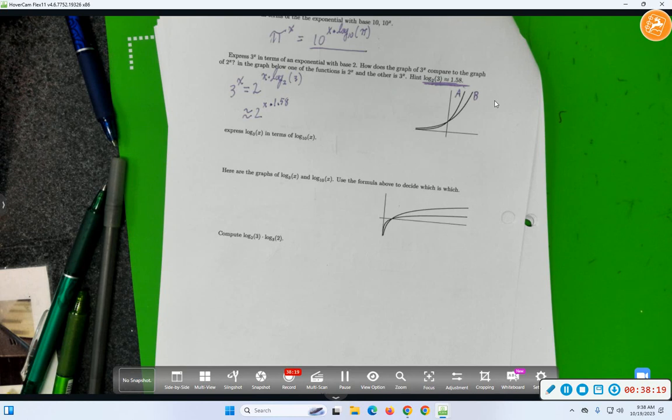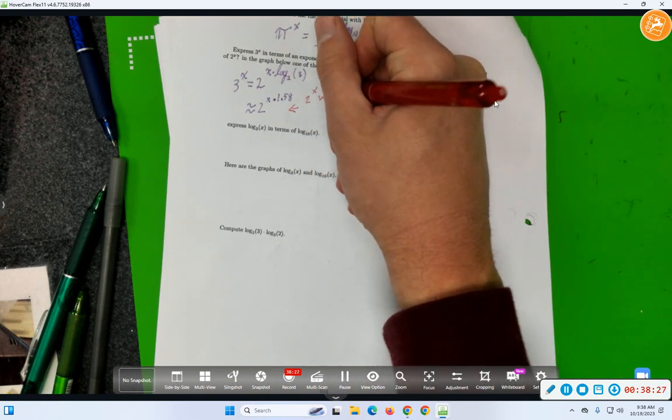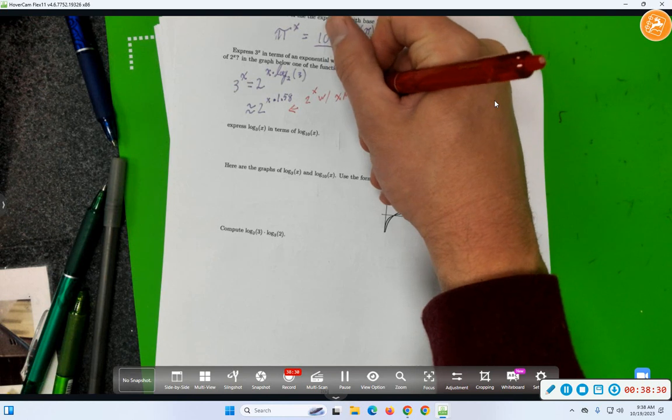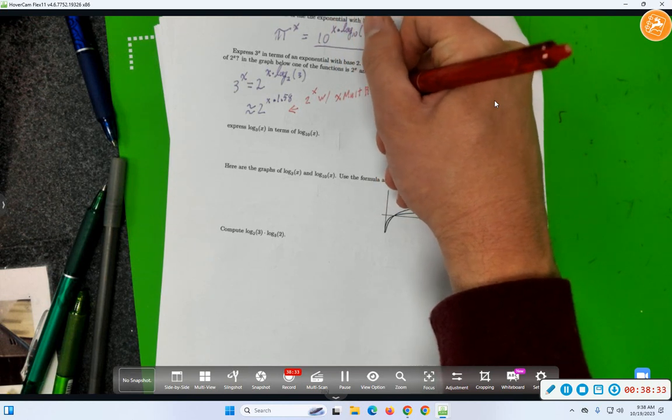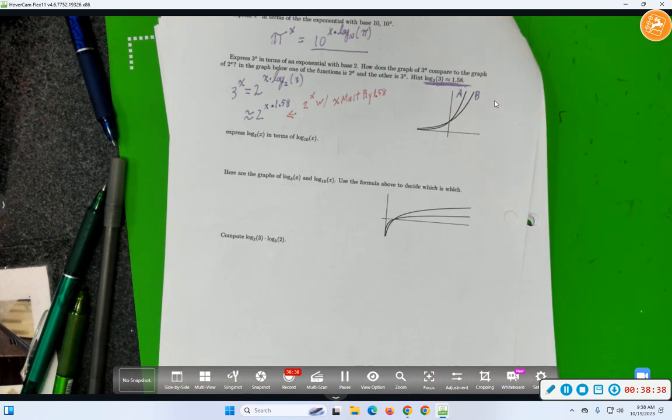Let's think in terms of transformations. So this sure looks like 2 to the x with the x multiplied by 1.58. What does multiplying the x in a formula by 1.58 do to the graph? It's definitely either compresses or stretches. And it's next to the x, so it's the opposite of what seems intuitive.